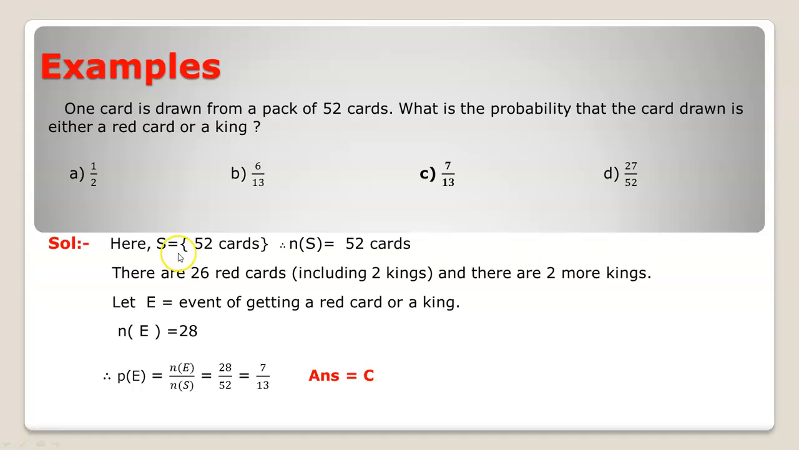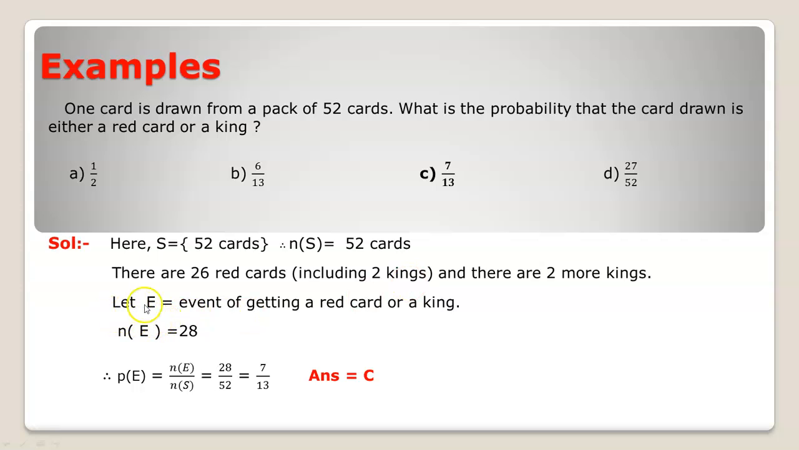Here the sample space has 52 cards, that's why the number of sample points is also 52, that is n(S) is equal to 52. Now there are 26 red cards including 2 kings, and there are 2 more kings in the 52 cards. These 2 kings are the spade card and the club card, that's why 2 more kings, and this is the 26 red cards including 2 kings.